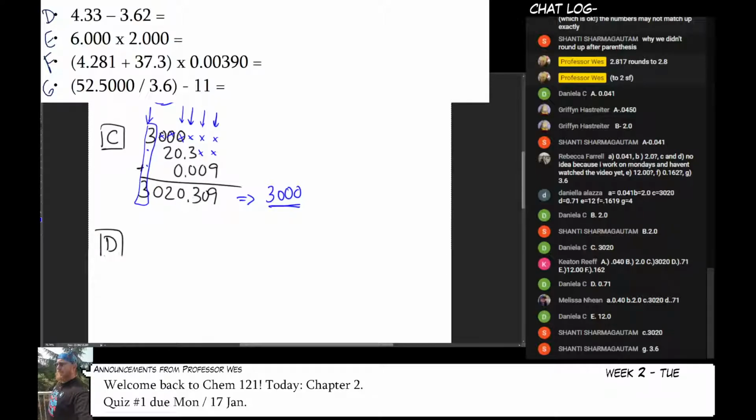So D here. D is a subtraction. I don't really need to do this one on a calculator. You could. This is what I get for D. Now I have to check for sig figs here. I look at the first digit. This is a sig fig. This is a sig fig. So I can round to this position, even though I have fewer sig figs, right? This is the correct answer.